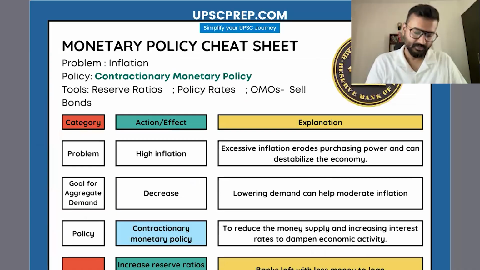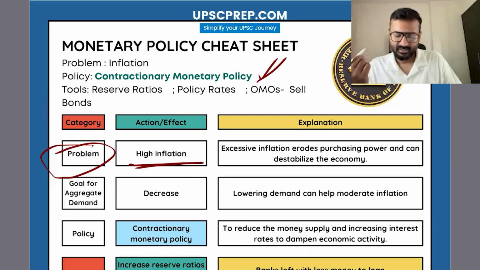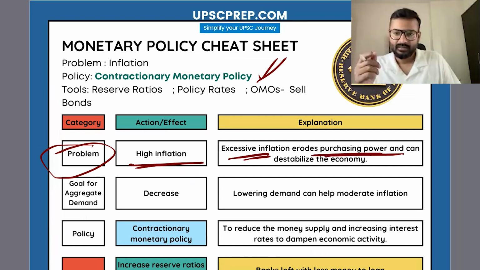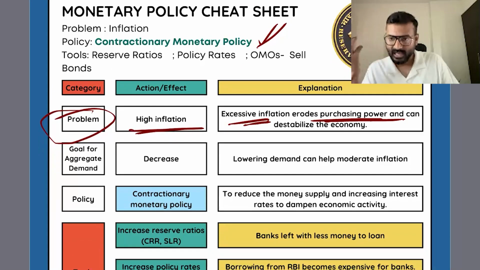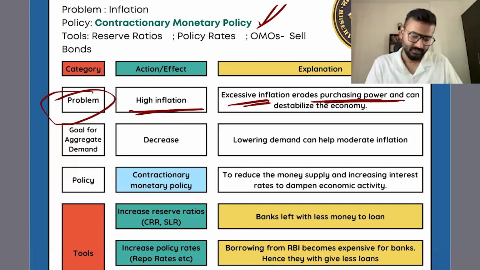Let's come to contractionary monetary policy. So here we have identified the problem is high inflation. Once there is high inflation, that is also not desirable for the economy because high inflation erodes the purchasing power of the rupee, right? So we always want inflation to be under control. Now RBI always targets that inflation should be in the range of 4% plus or minus 2%, right? So if the inflation is higher than 6%, then RBI will implement a contractionary monetary policy. So the goal becomes that the money supply should be decreased, or aggregate demand should be decreased, which will help in moderating inflation.